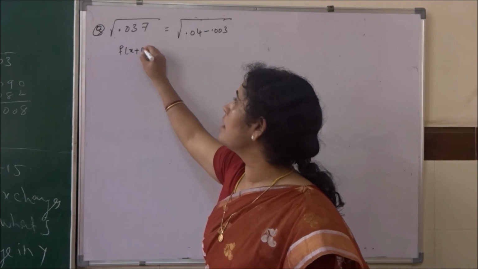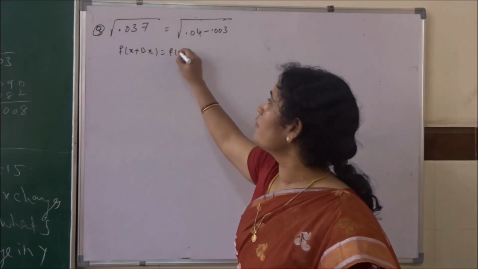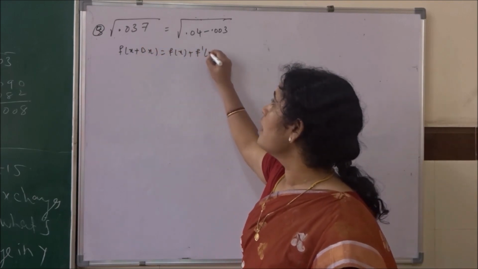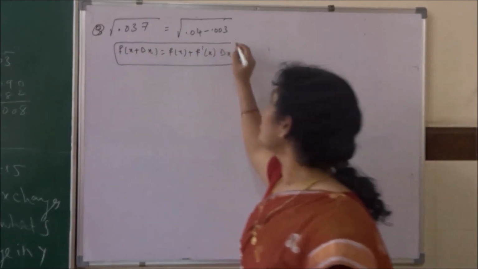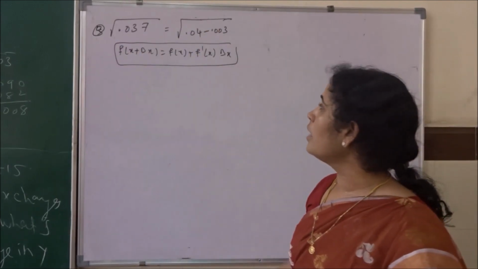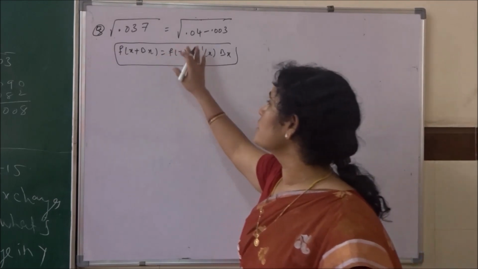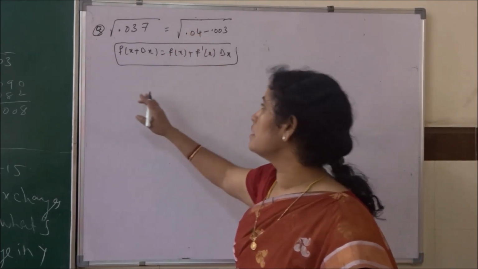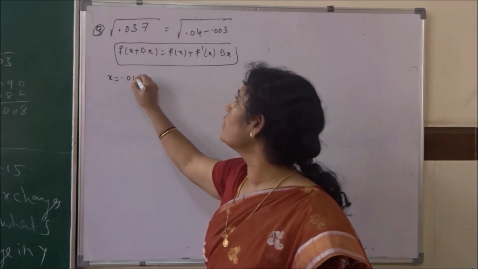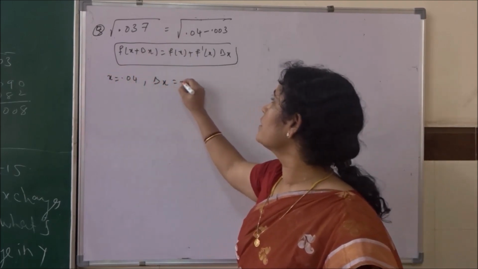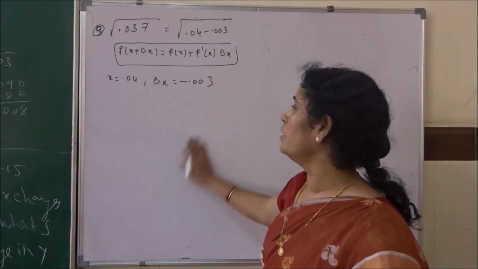Now, what is the formula? f of x plus delta x is equal to f of x plus f dash of x into delta x. I told you we have another method also. Why am I giving this formula? It is quite easy to recall, and you can identify what is x, what is delta x, what is f of x very easily. Okay. Now, as per this, what is x? x is 0.04, and what is delta x? Delta x is minus 0.003. Okay.